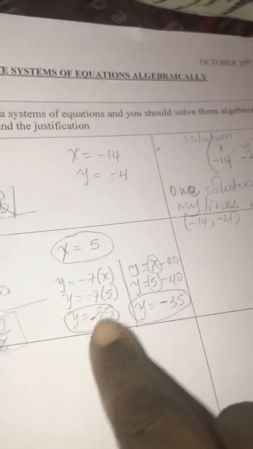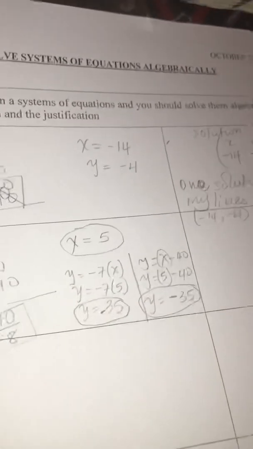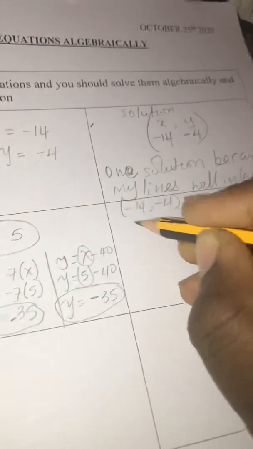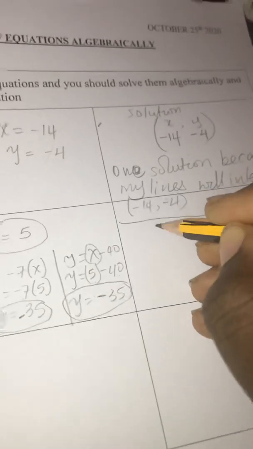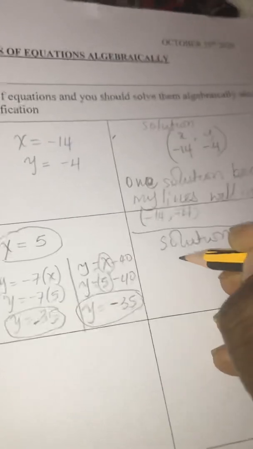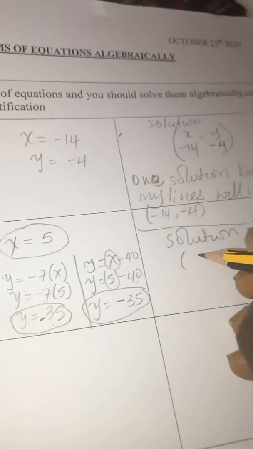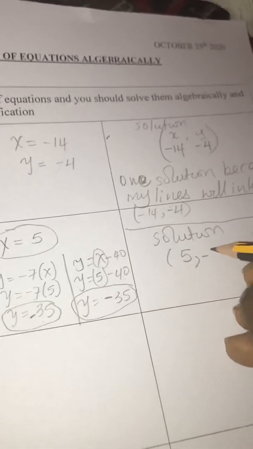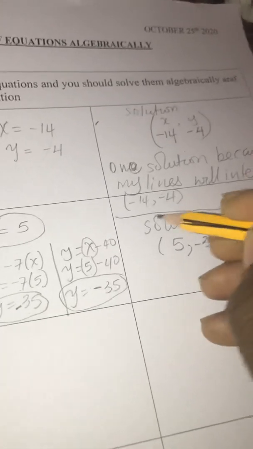So how do I know I'm correct? My y's are the same. So then I will write here my solution is bracket 5 comma negative 35, and this is my answer.